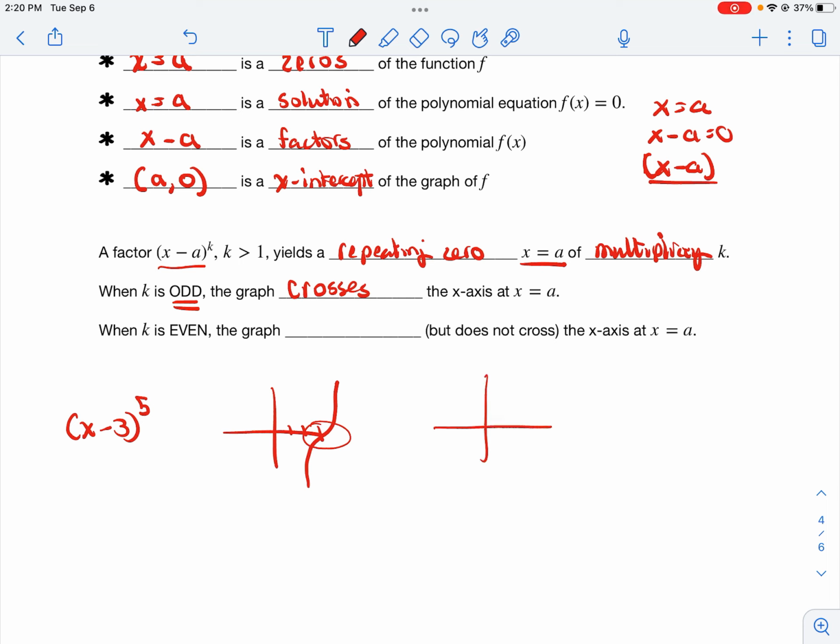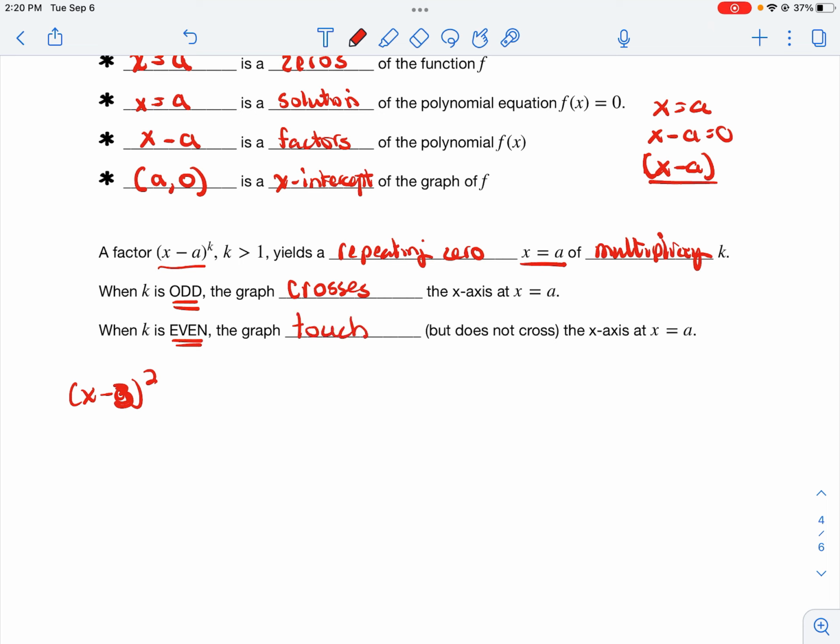Now some functions might cross in this direction, but we know it's going to cross the x-axis if the multiplicity is odd. Now if the multiplicity is even, such as 3 squared, it will only touch. So it touches the x-axis but does not cross it. So it looks something like this. It kind of touches and bounces back.